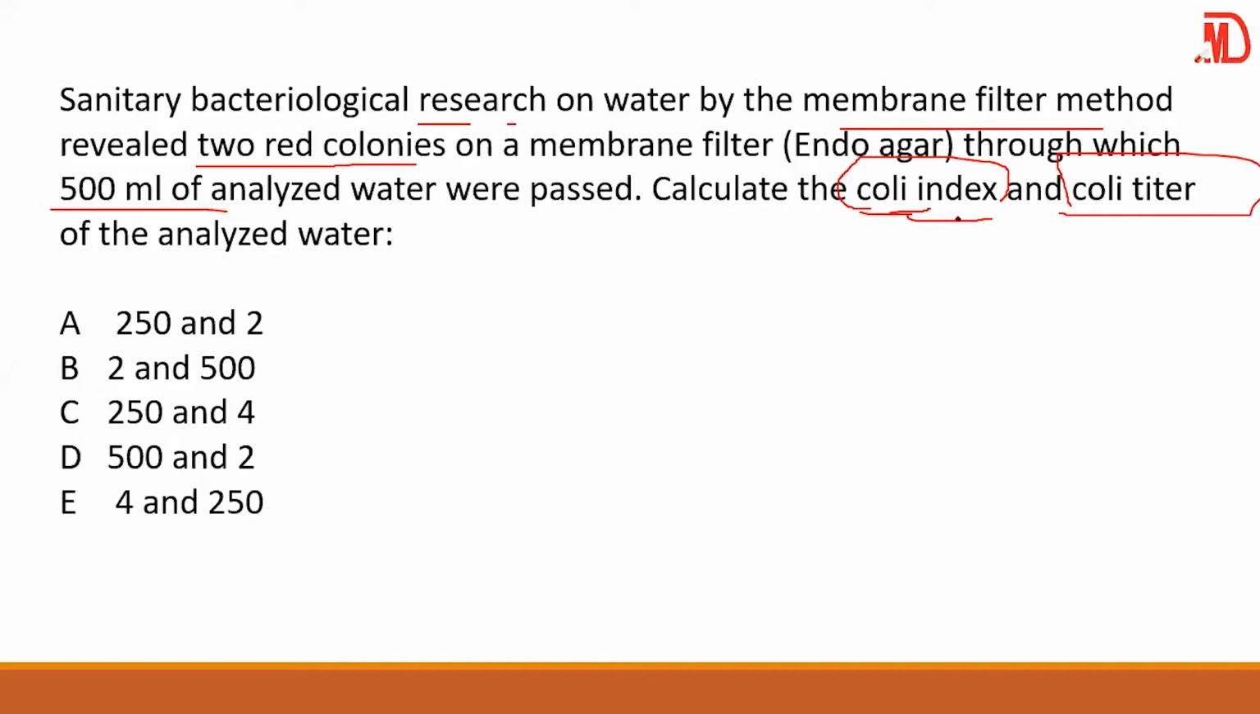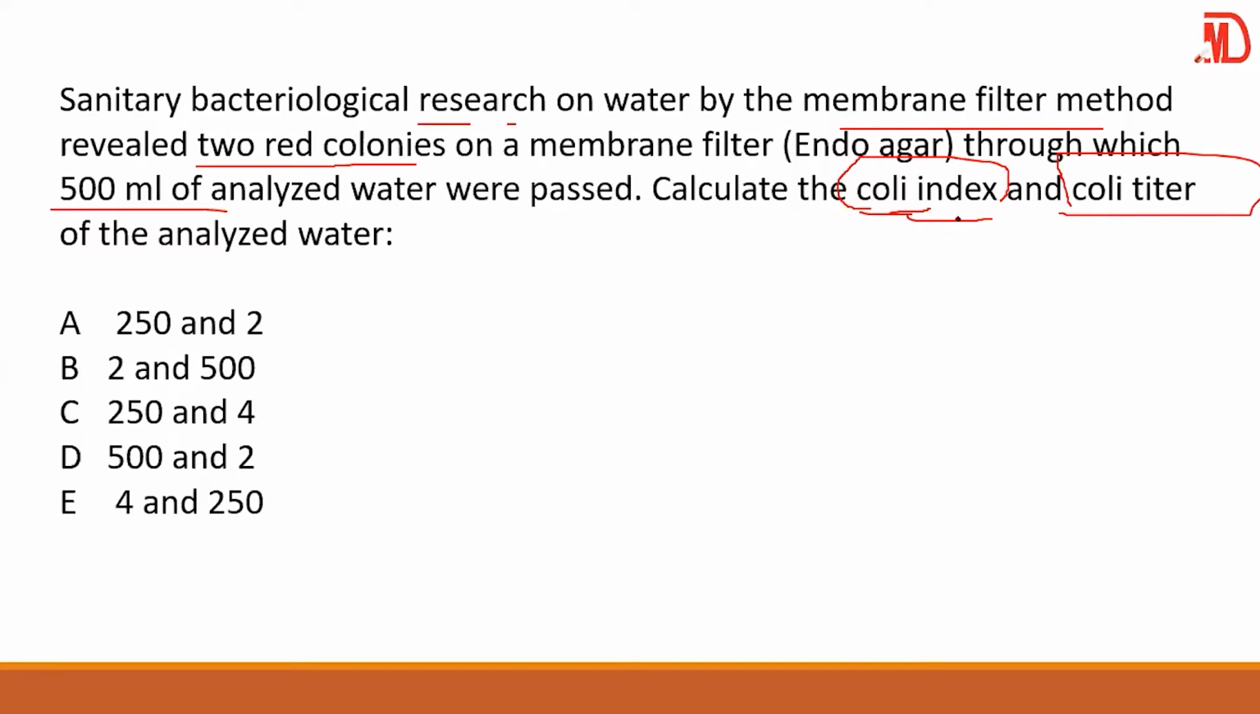So what then is a coli titer? A coli titer is the smallest amount of water where 1 E. coli is present. So if you take a sample of water, let's say a cup of water, and you measure it and there is 1 E. coli present, that is the coli titer. Great. Now, what about the coli index? The coli index is the amount of E. coli in 1 liter of water.